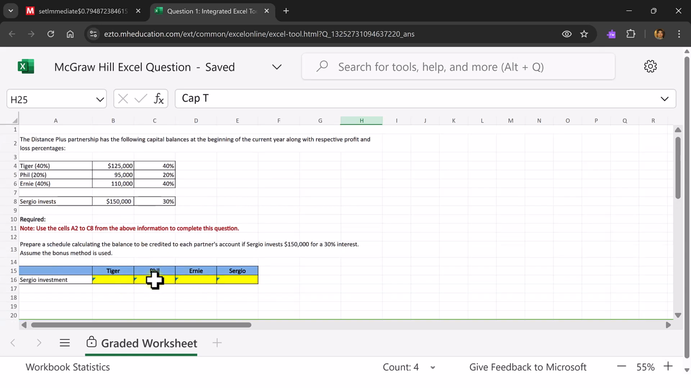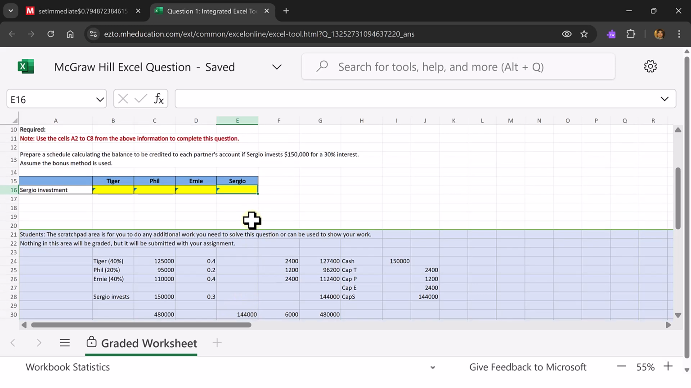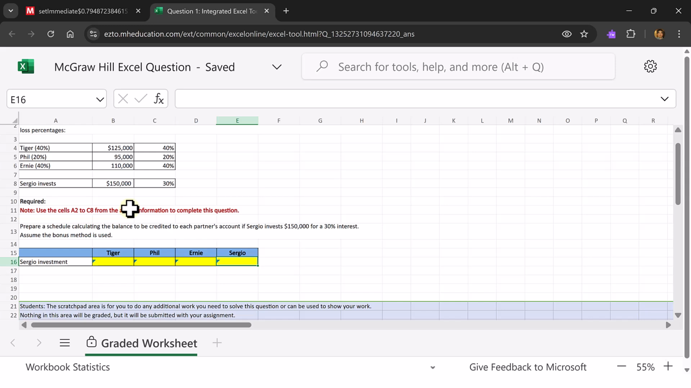To be able to know the bonus that goes to the three current partners, you need to know the amount of capital to credit to the new partner, the partner to be admitted. So we've got to start off with Sergio first. And I know the amount, it should be this, yeah? Increasing from 0 up to 144. Okay, so how did I get this? That's the total of all of this and taking 30% of it. Okay, so let's get that total.